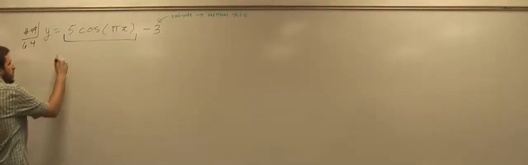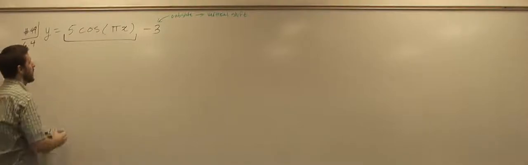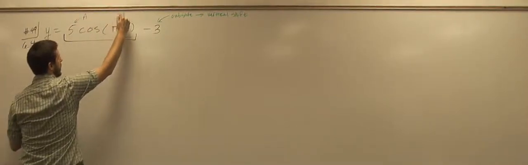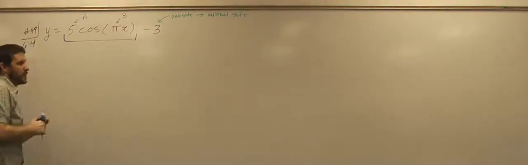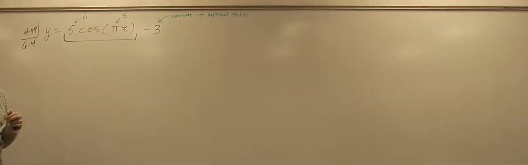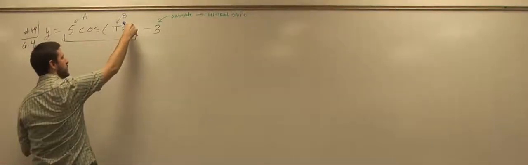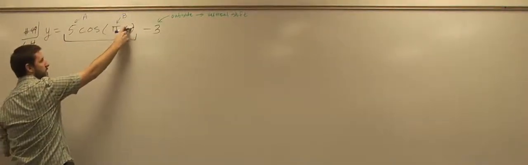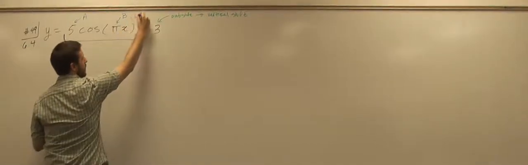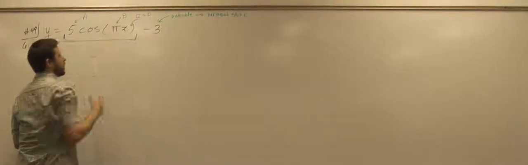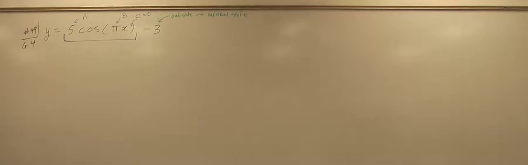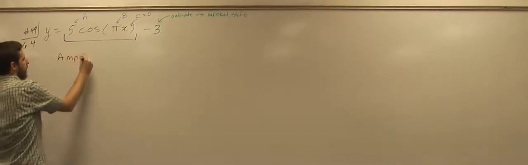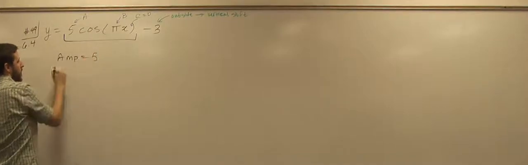So amplitude, let's label A, B, and C. A is 5, B is the number in front of the x, which is pi. What about C? 0, right? The extra number that is usually added or subtracted inside the parentheses is 0 because there's nothing extra added or subtracted here. So now I can figure out my amplitude. Amplitude is just the absolute value of A, so it'll be 5.